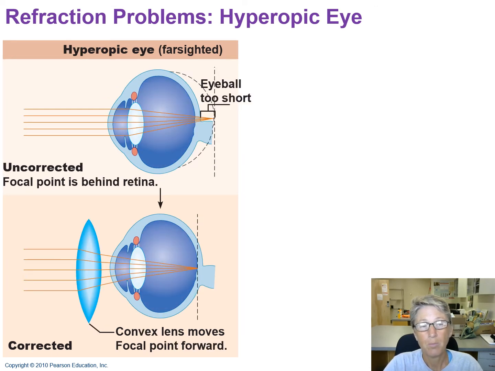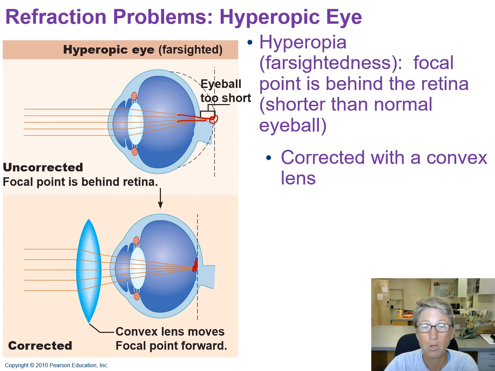In contrast to being nearsighted, you can be farsighted. That means you have a hyperopic eye. That means your eyeball is too short. So look at what happens. The rays of light converge actually behind your eyeball. So you can fix that with a convex lens to get all those rays to converge along this focal plane where they're supposed to.